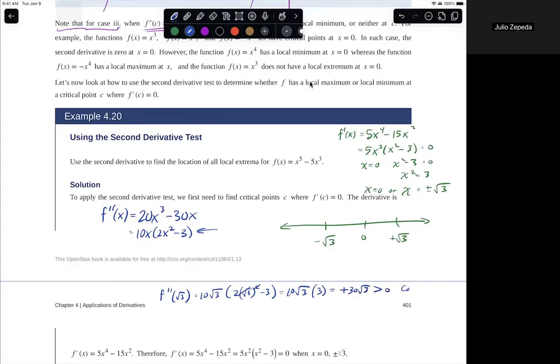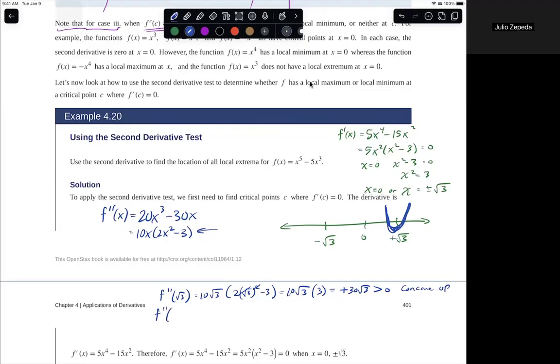And so that tells us that the function is concave up, since this is the second derivative. And so if you have the function being concave up at this critical value, that tells you that there's going to be a local minimum there.